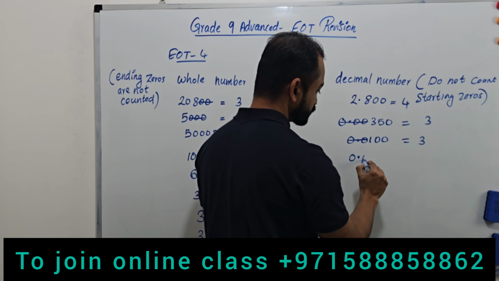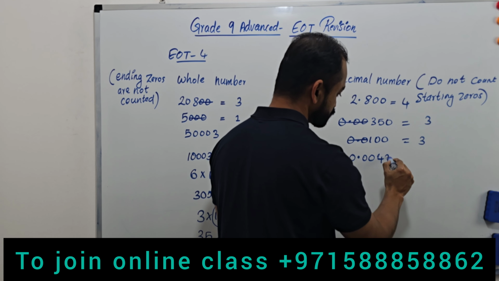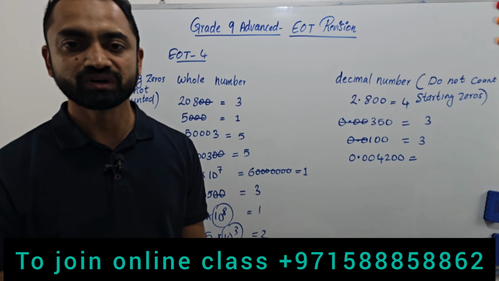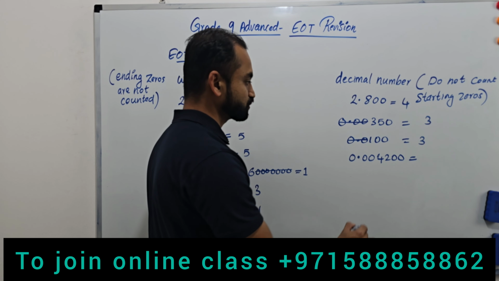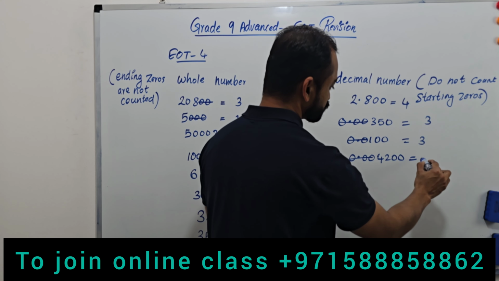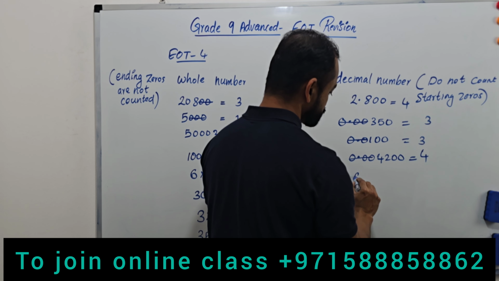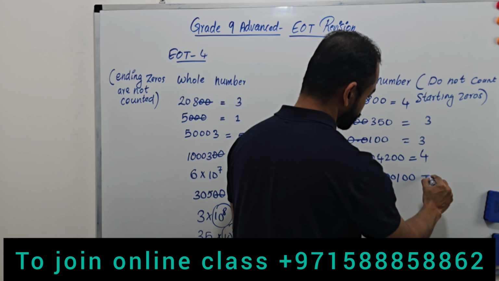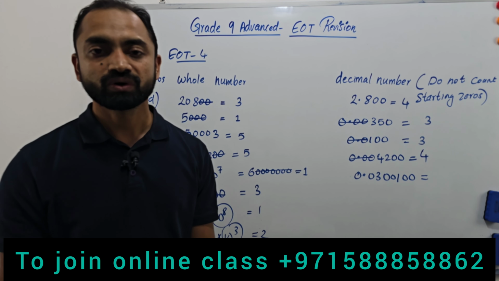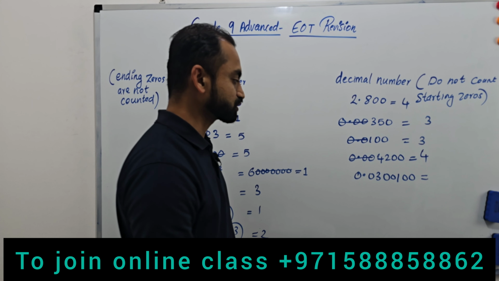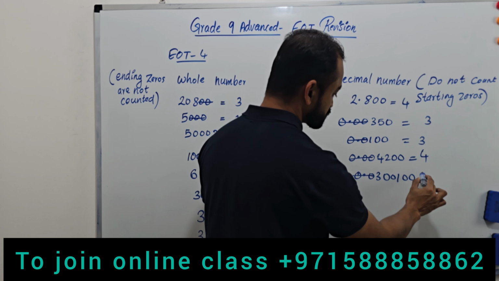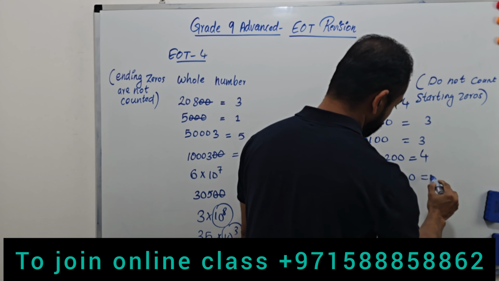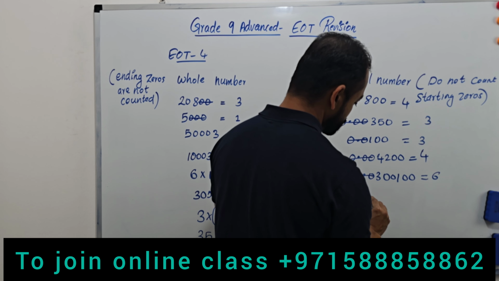If you write 0.004200, how many significant figures here? Only starting zeros are not counted. All other, 4 significant figures. 0.0300100, how many significant figures? Only starting zeros are not counted. All other digits are significant. So 1, 2, 3, 4, 5, 6 significant figures.